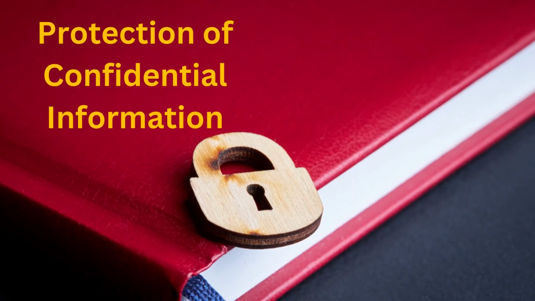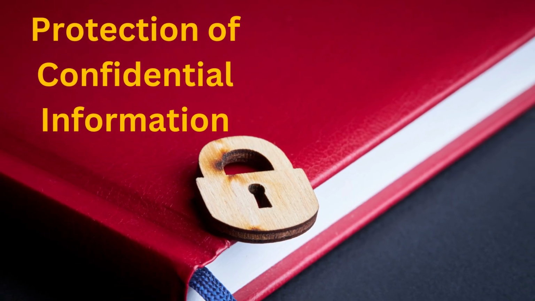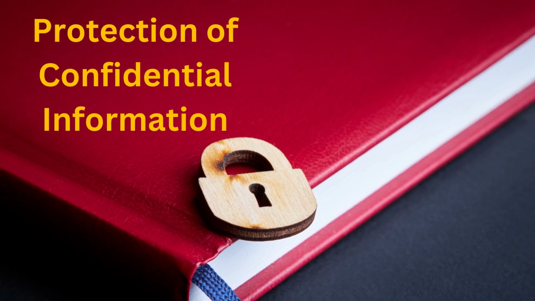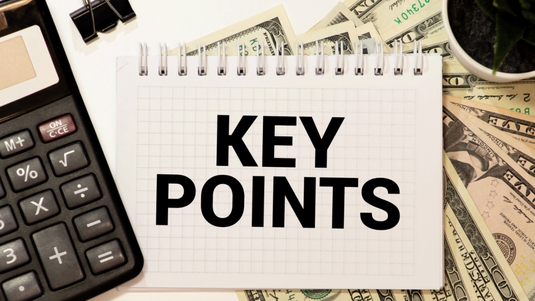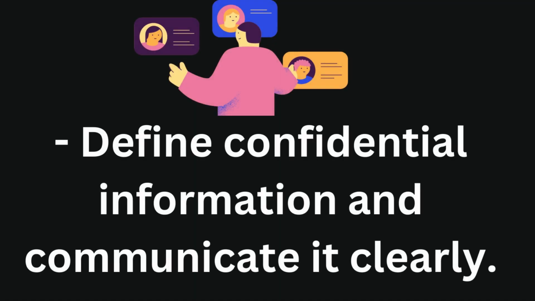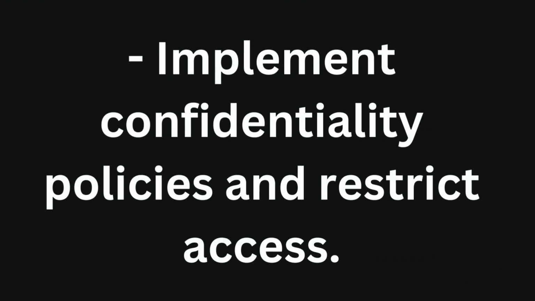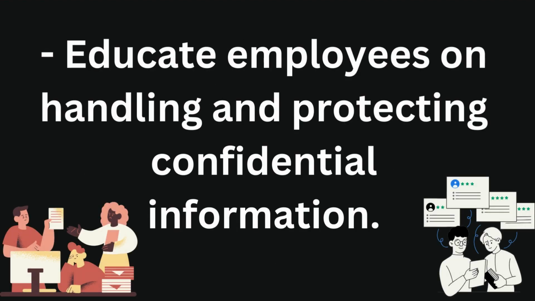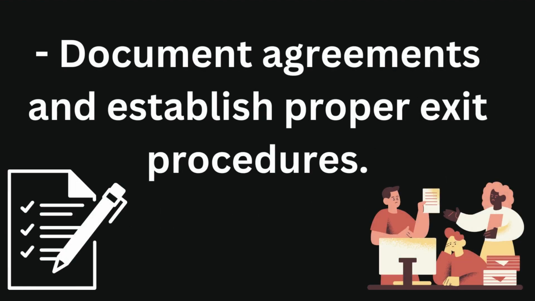Protection of confidential information is crucial for employers to safeguard trade secrets, preserve competitive advantage, and comply with legal obligations. Remember these key points. Define confidential information and communicate it clearly. Implement confidentiality policies and restrict access. Educate employees on handling and protecting confidential information. Document agreements and establish proper exit procedures.